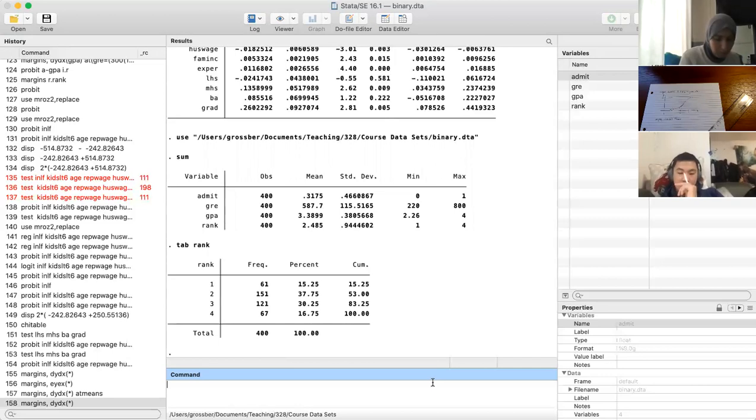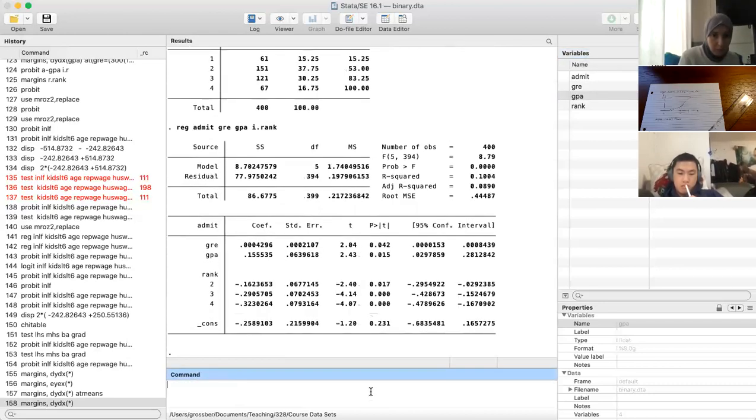If we say regress admitted on GRE and i.rank, then the variable rank gets included just as a set of dummy variables. It omits one. Okay, so this is OLS. I'm not going to do the probit or logit for you. You can do that.